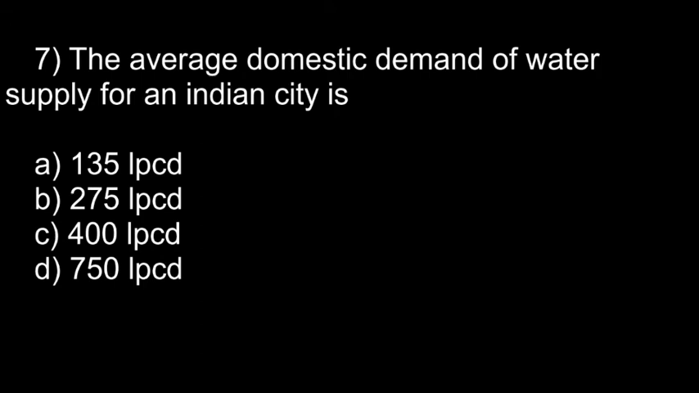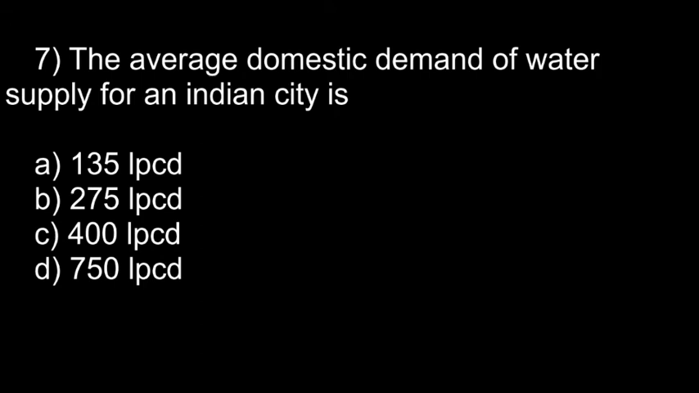Per capita demand is equal to the total yearly water required by the city in liters divided by 365 times the design population, that is 270 LPCD for an Indian city. According to IS 1172-1963, water consumption under normal conditions for domestic supply is 135 LPCD.